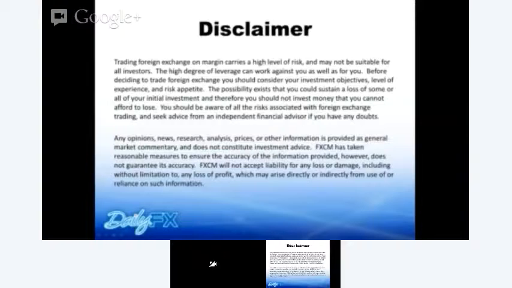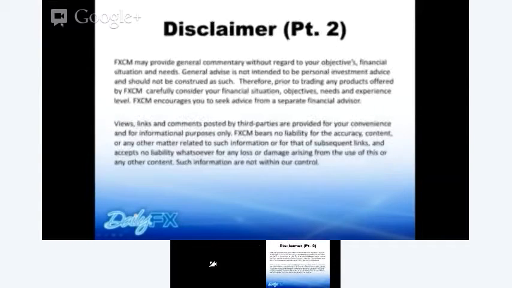What this risk disclaimer shares with you is that what I'm about to show you is no guarantee that you will have winning trades. What I'm about to show you is no guarantee that you will be kept away from losing trades, and therefore it's important that you trade with risk-based capital. Risk-based capital is money which you can afford to lose.